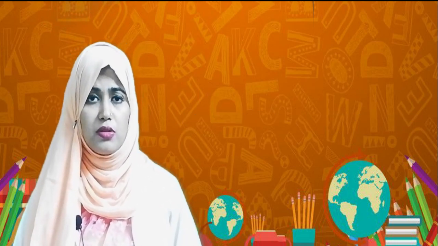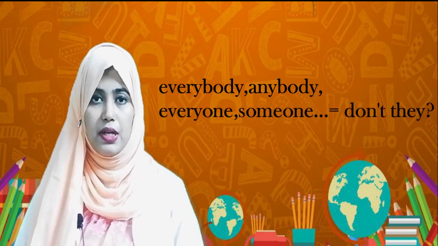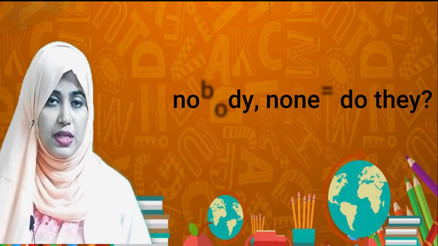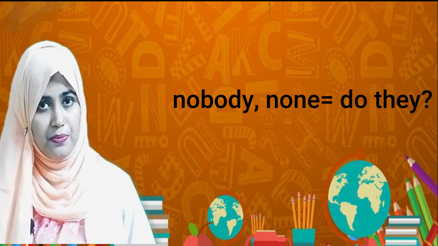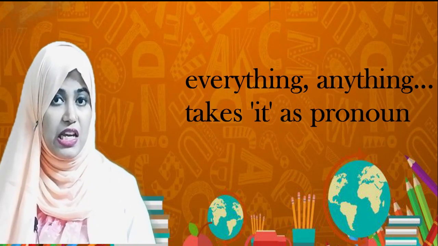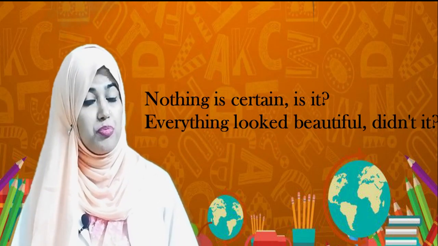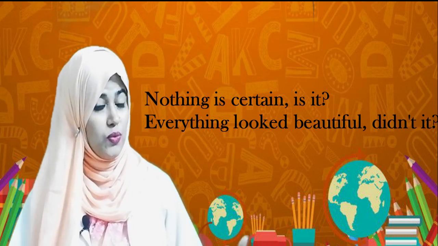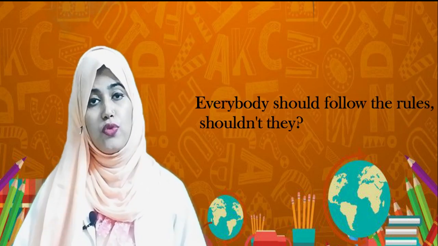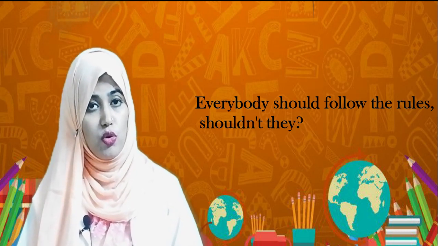Now let's talk about everybody, somebody, anybody or nobody. In case of everybody, anybody, everyone, anyone, someone, the tag will be don't they. And in case of nobody, no one, the tag will be do they. Okay. And everything, anything, nothing, the pronoun will be it. That is, nothing is certain, is it? Everything looked beautiful, didn't it? So be careful about the tense. And if you find modal auxiliary, like everybody should follow the rules, shouldn't they? So in case of modal auxiliary, you have to use that modal to make the tag.